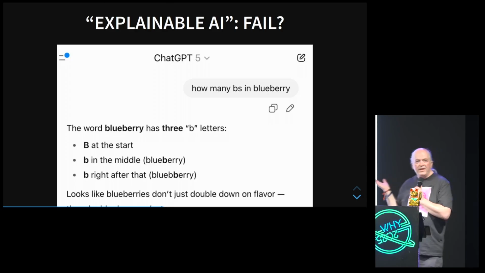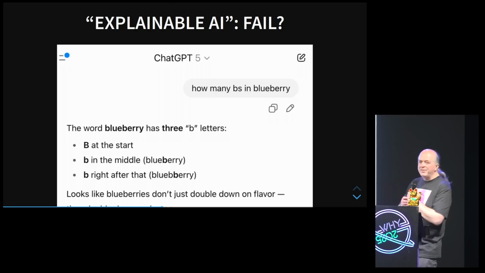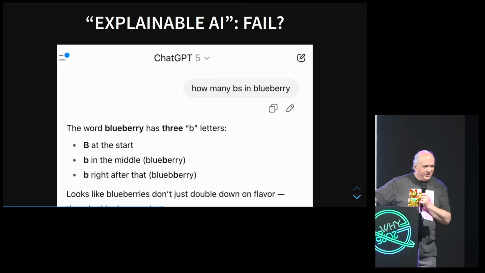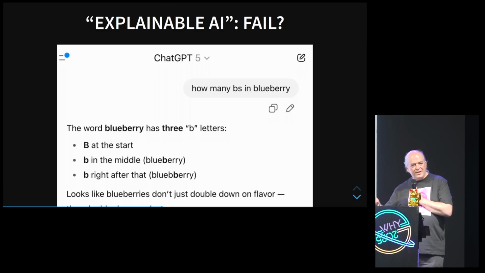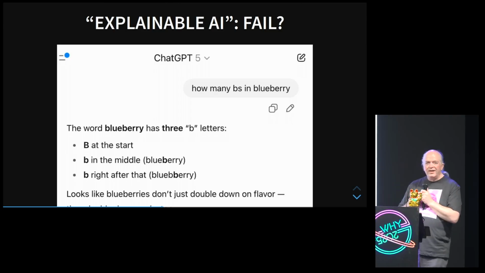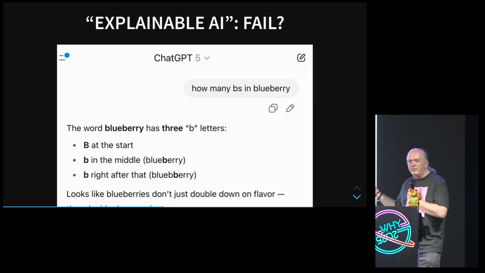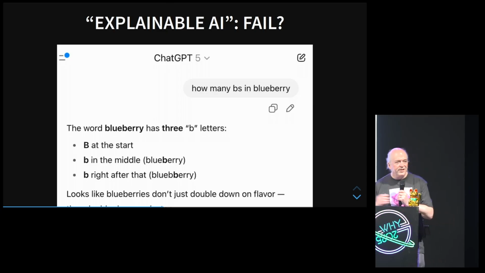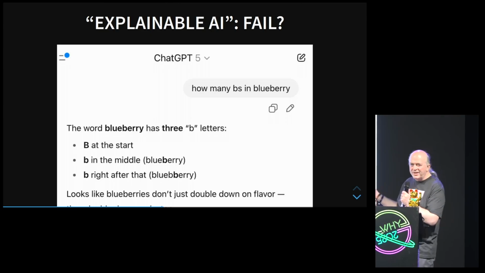And of course, we have explainable AI now, so we can say, okay, what made you say that? How did you come to that conclusion? Well, you see there's the B at the start, the B in the middle. This is all good. We're all good with this. And then, of course, there's the other B right after the one in the middle. So it's blueberry. And I think we're probably at the stage where we can ask GPT to pronounce that for us as well, so we can learn how it's meant to be said.